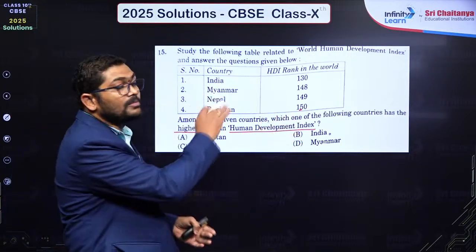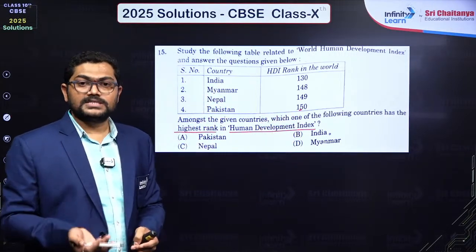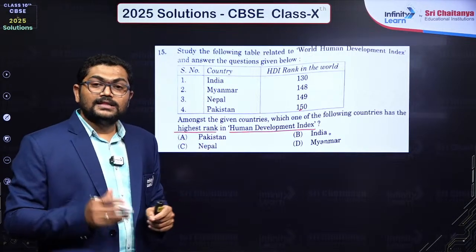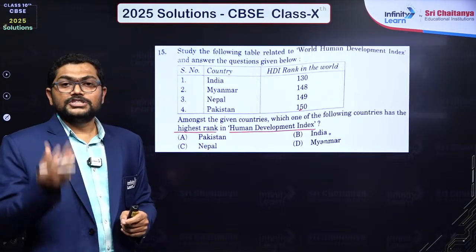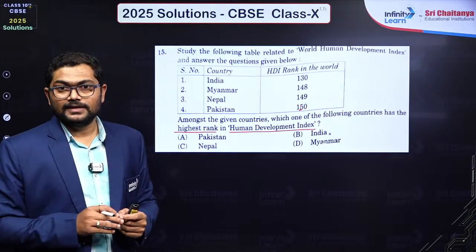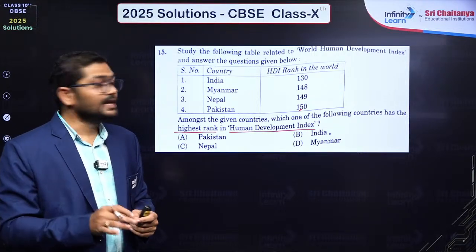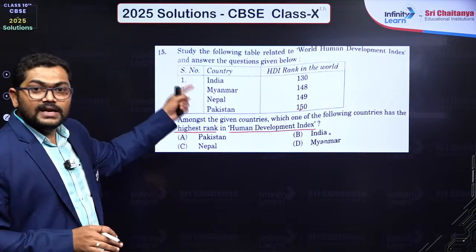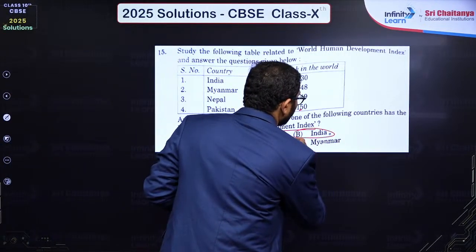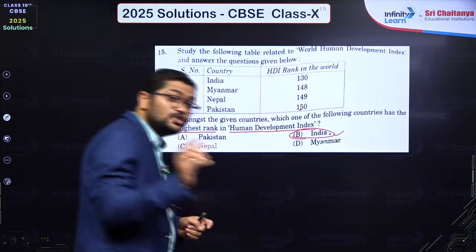But as per the Human Development Index, we need to understand that if the rank is highest, the living conditions or the lifestyle of the people is better in that particular country. So in such manner, if you think, the highest rank out of the countries that are mentioned here is actually India. So highest rank does not mean the numerical value.